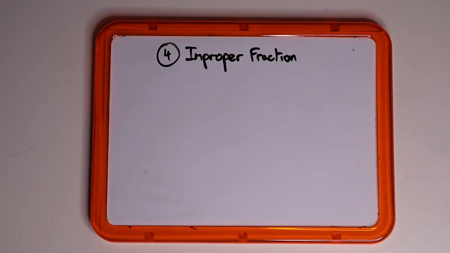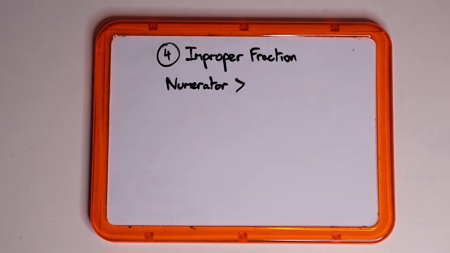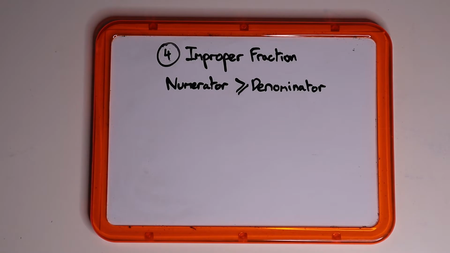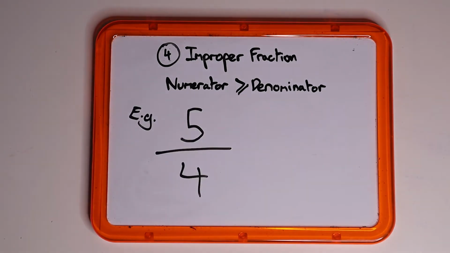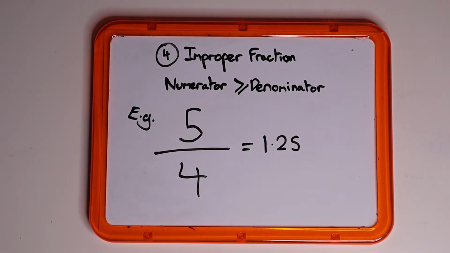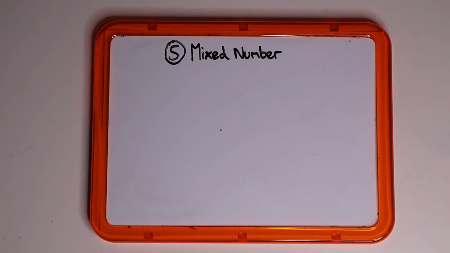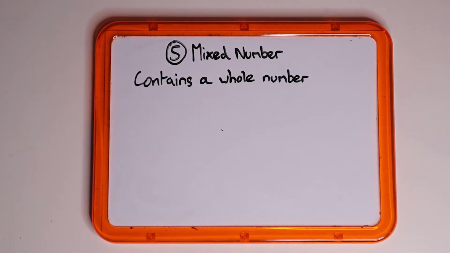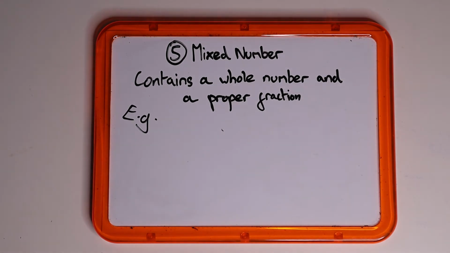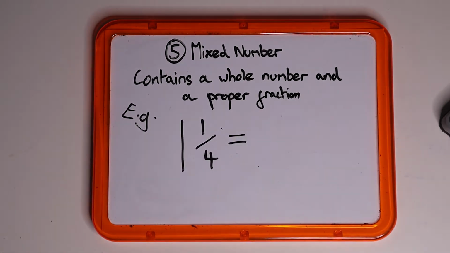An improper fraction is a fraction where the numerator is greater than or equal to the denominator, so the equivalent number is 1 or greater. For example, 5/4, which is equivalent to 1.25, which is greater than 1. It is said to be top heavy and can also be written as a mixed number. So what is a mixed number? Well, a mixed number is an expression containing a whole number and a proper fraction. For example, 1¼ which can also be written as the improper fraction 5/4, which is equal to 1.25.